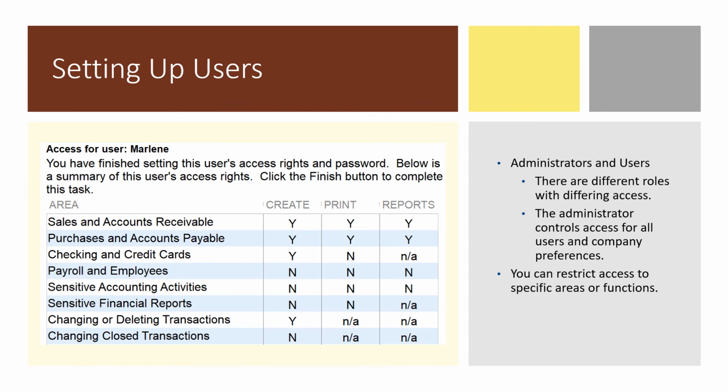The number of areas for which you can give access rights to a user depends on the preferences turned on for the company. For example, Jimmy has a bookkeeper for the resort, Marlene, who needs access to all areas of sales and accounts receivable and purchases and accounts payable, creating new transactions, printing forms, and running reports, as well as the ability to create new checking and credit card transactions.